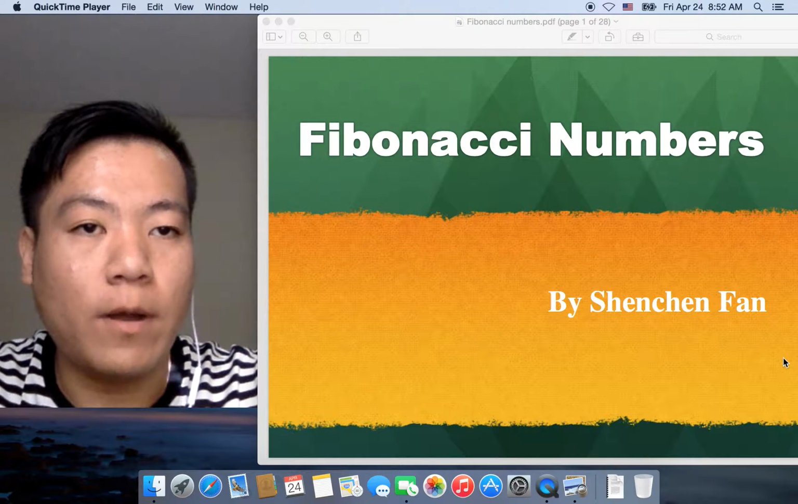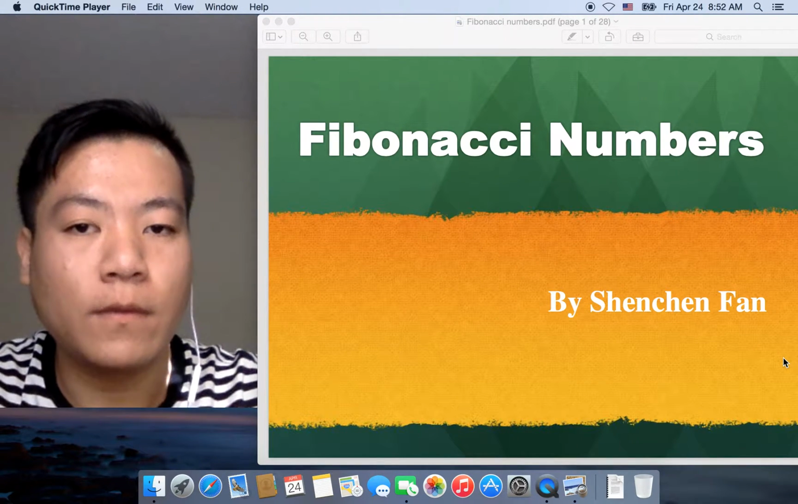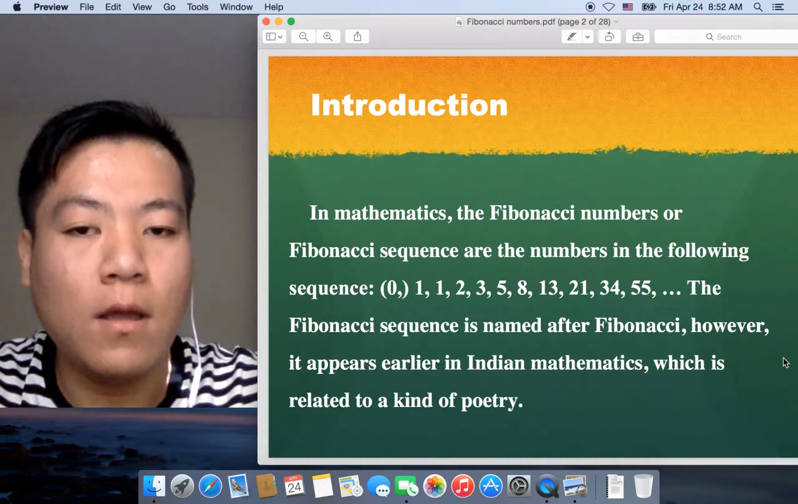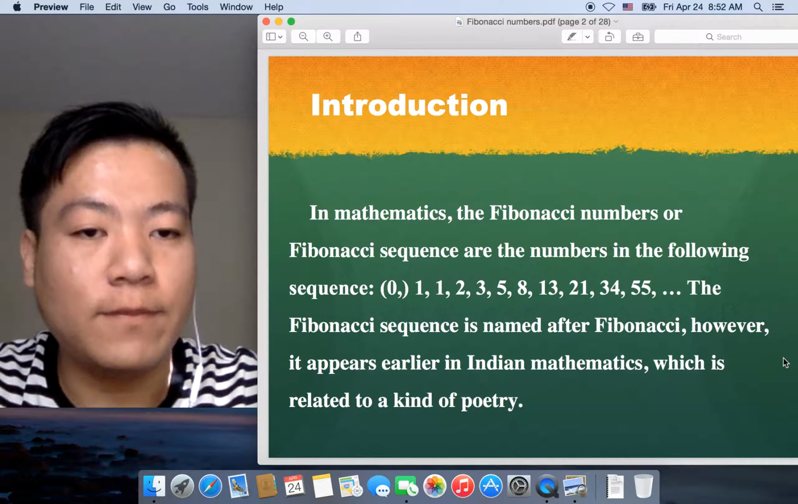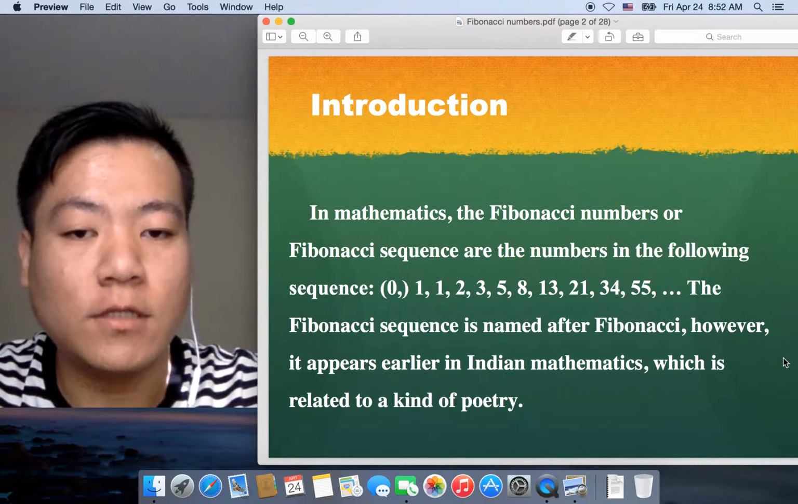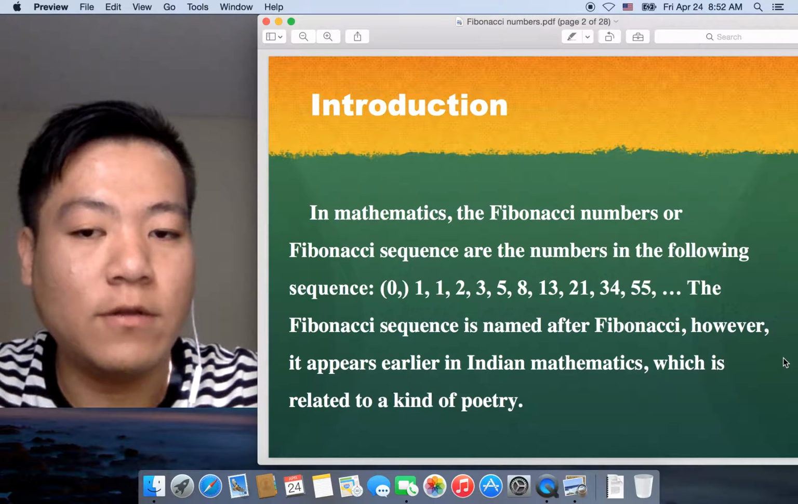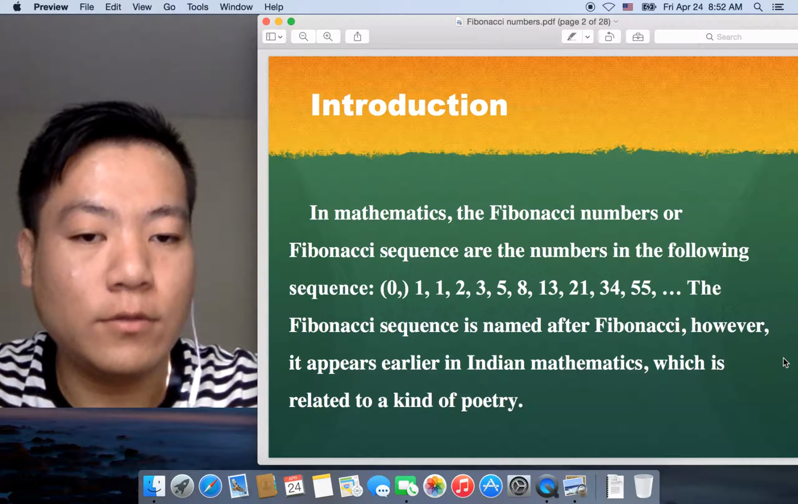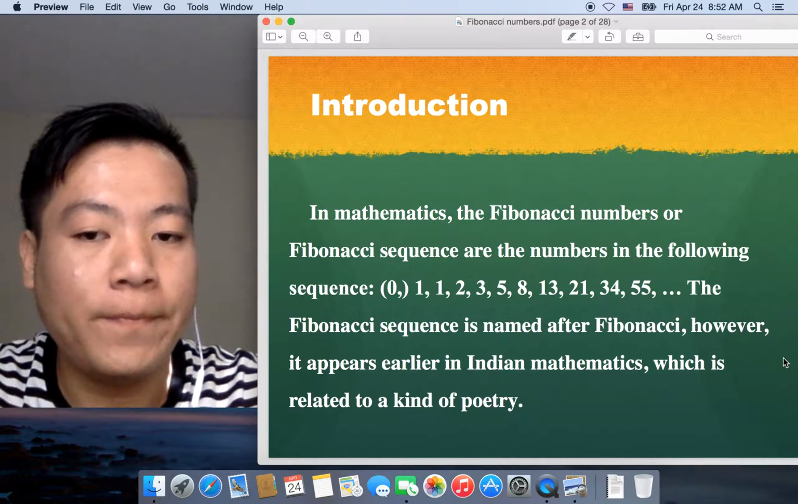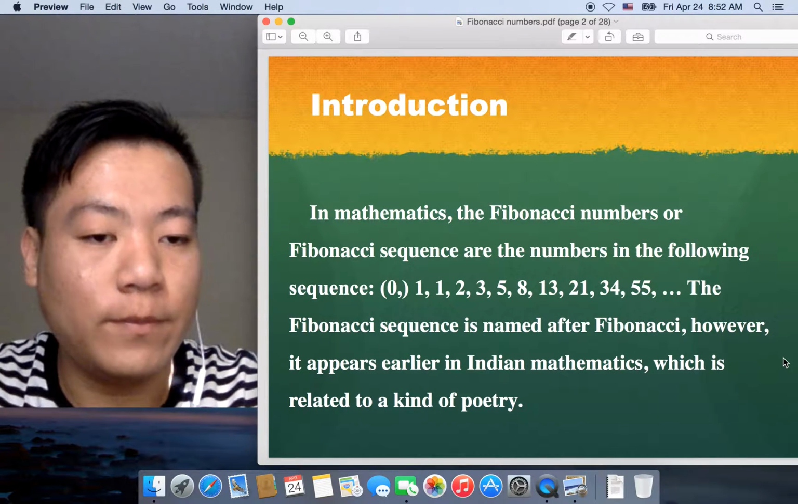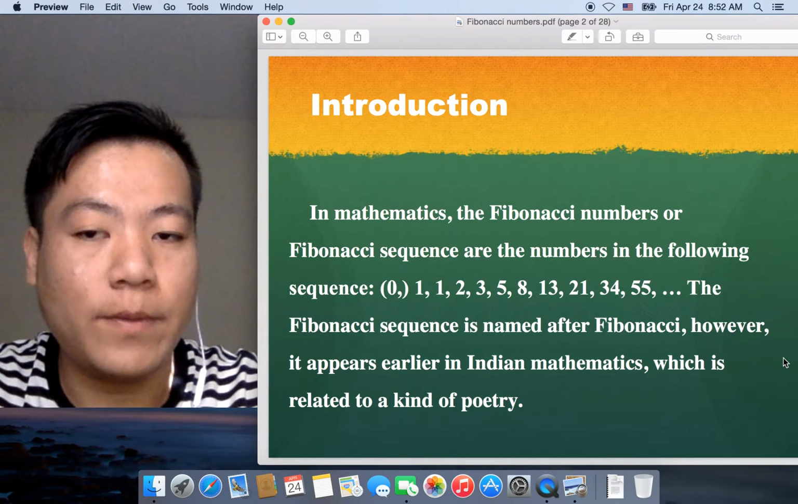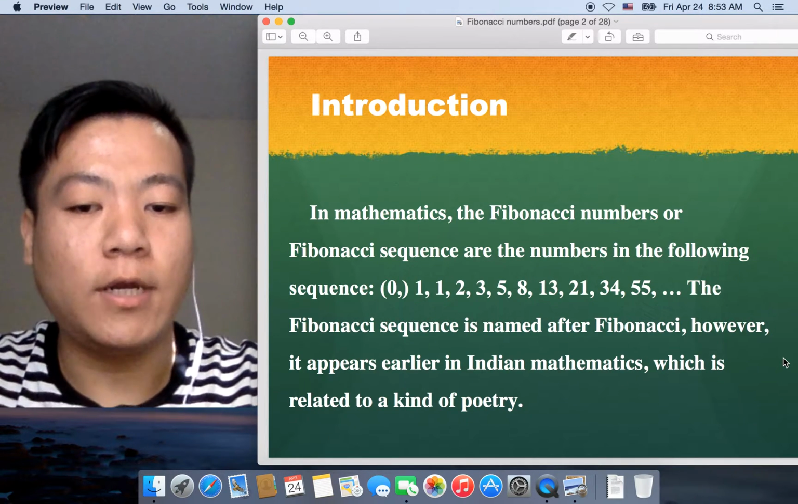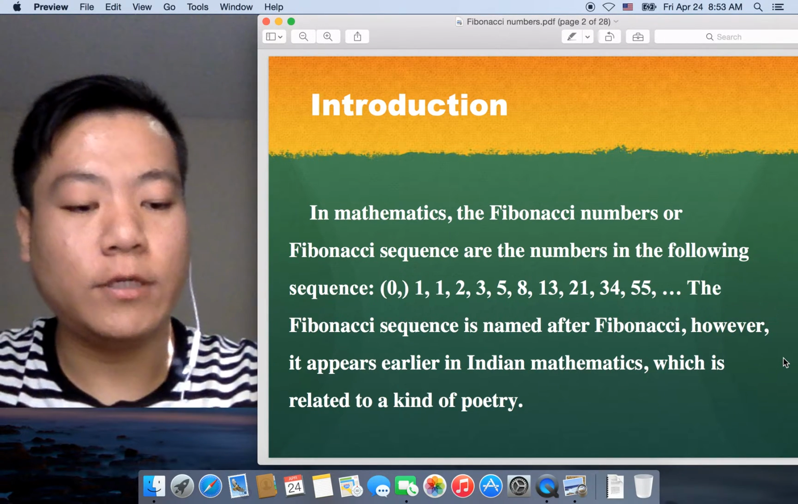Today I will talk about Fibonacci numbers. In mathematics, the Fibonacci numbers, or Fibonacci sequence, are the numbers in the following sequence: 0, 1, 1, 2, 3, 5, and so on. The Fibonacci sequence is named after Fibonacci. However, it appears earlier in Indian mathematics, related to a kind of poetry.